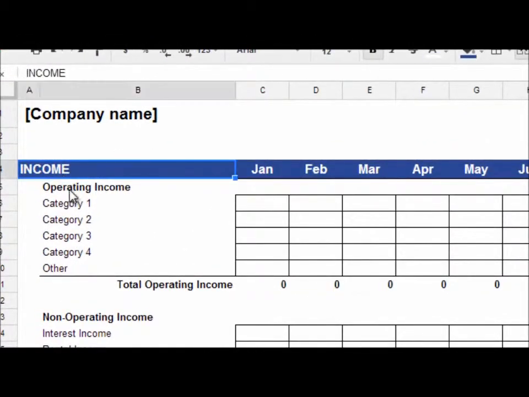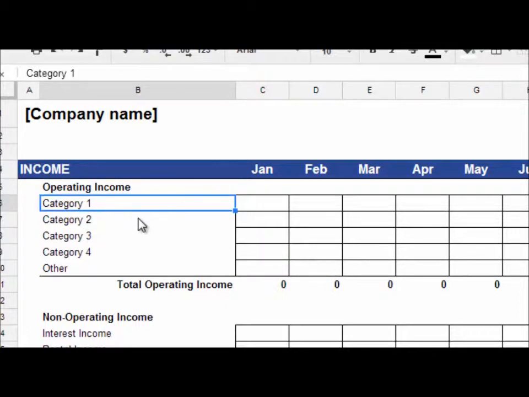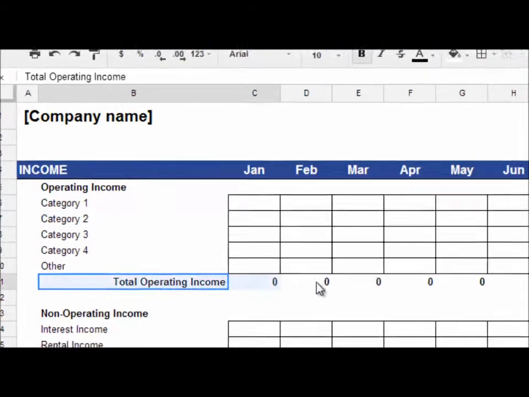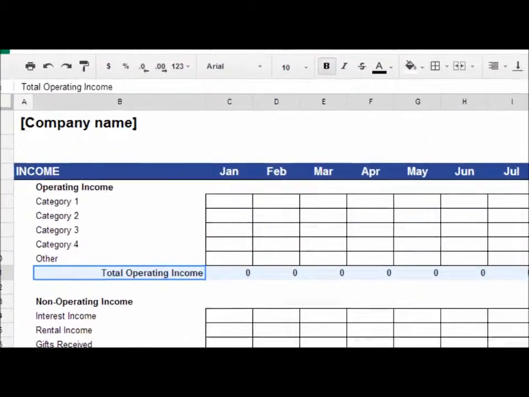Income, operating income. What is operating income? Operating income is the income or revenues generated from the goods and services you provided to the customers. For category 1, it can be service 1. For category 2, it can be service 2, and so on. And the total operating income will be in this row.